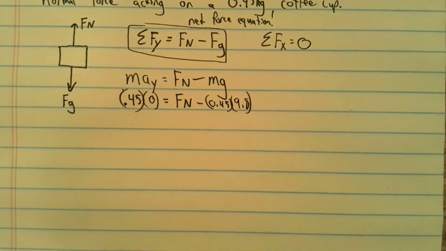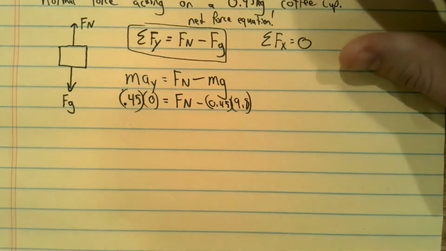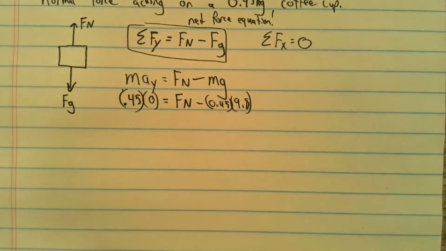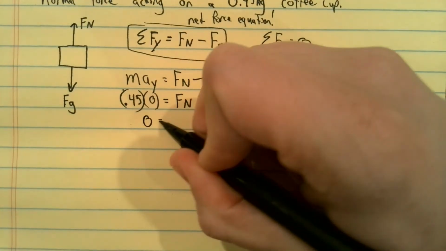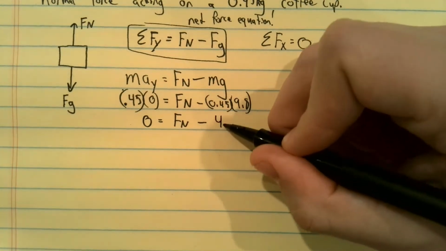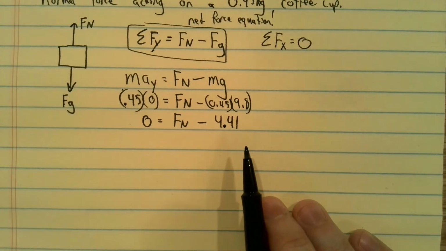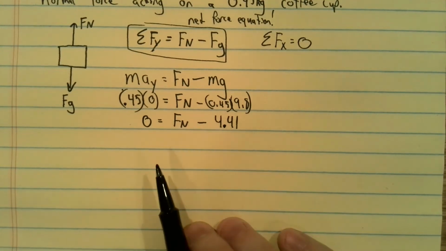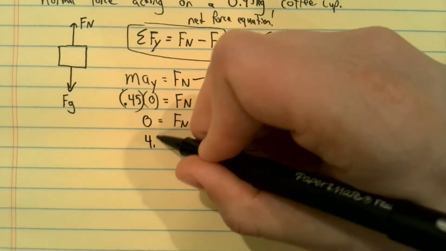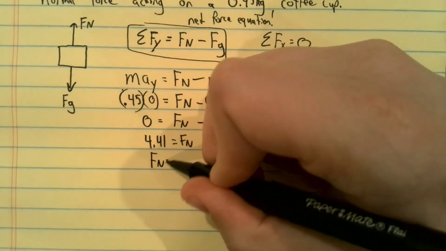So now I have something that's solvable. The original equation was not solvable, but substituting these in has provided me with a solvable equation in the sense that there's only one letter remaining. So 0 equals Fn minus, there's that same thing I typed in my calculator at the beginning. So here's a roundabout way of showing that Fn is in fact 4.41. I add 4.41 to both sides, and I get this. 4.41 equals Fn. So that's my answer.